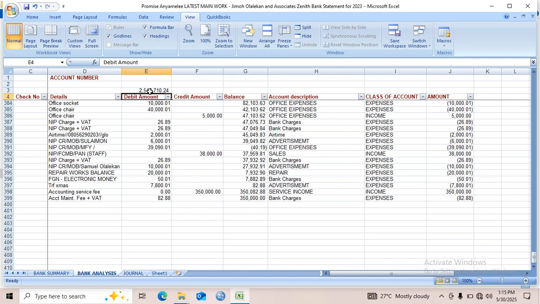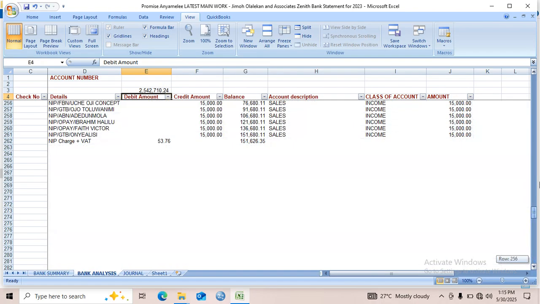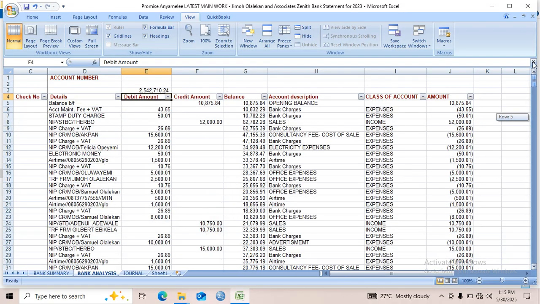You see, it's showing us that our total debit amount, the total amount in the debit side, that is the total amount that went out of this business, is 2542710.24. So this is the total amount that went out. So the next one is our credit, that is the total amount that came into the business.